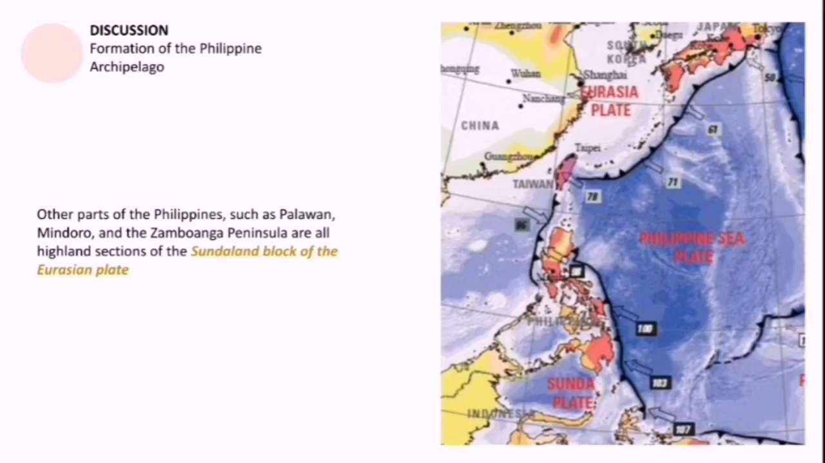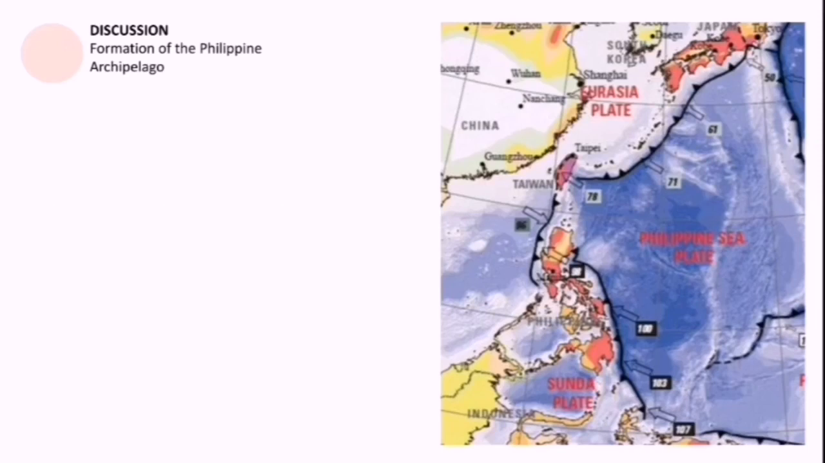Other parts of the Philippines, such as Palawan, Mindoro, and the Zamboanga Peninsula, are all highland sections of the Sundaland Block of the Eurasian Plate. So the Eurasian Plate, as shown in this photo, is right there at the top, and it has this block that is found near Mindanao. And then next to that, to the right, is the Philippine Sea Plate. Remember what it is telling about Palawan, Mindoro, and Zamboanga. They are all highland parts of that collision.